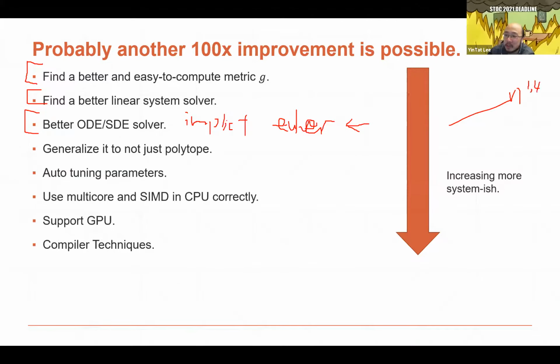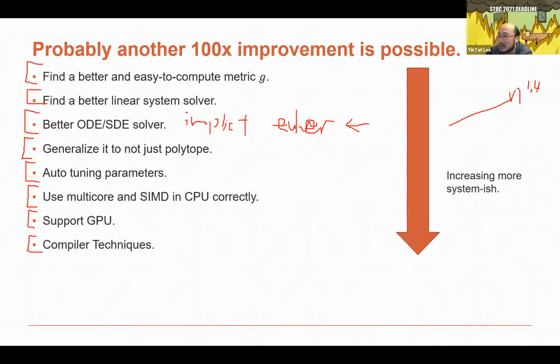And yeah, certainly in order for people to use it, we need to generalize beyond polytopes. And then the problem becomes more and more system-ish. There are many parameters we should auto-tune. We didn't implement the algorithm correctly according to the CPU architecture. For example, we didn't use multi-core. We didn't use GPU, and we didn't use very complicated compiler techniques.